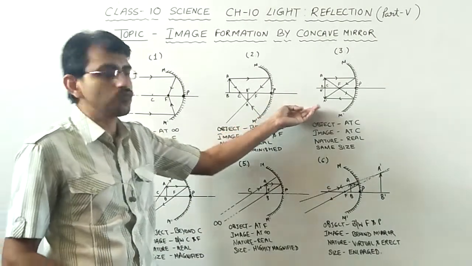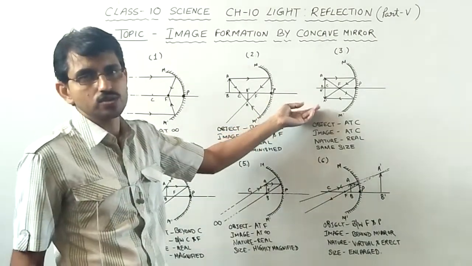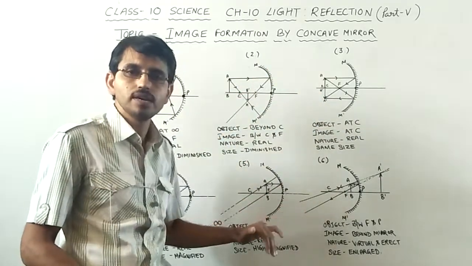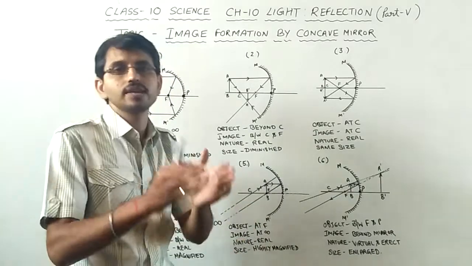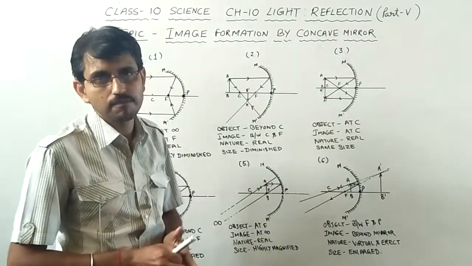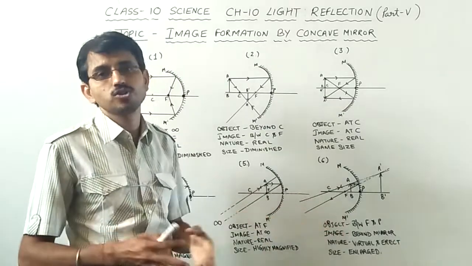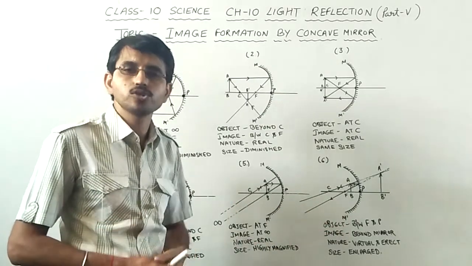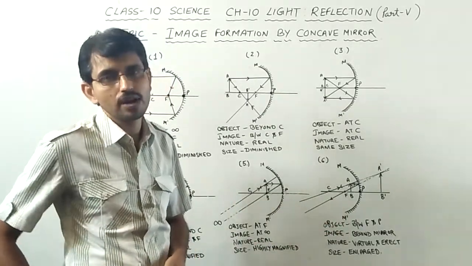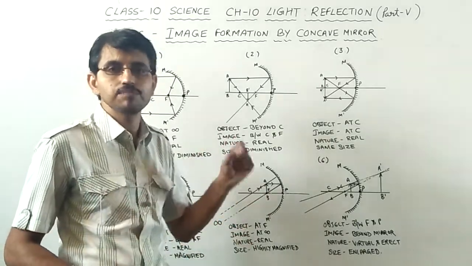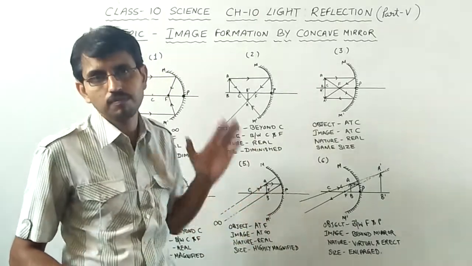And this is the case which produces same size image. So it can easily be learned. When the object is at C, image is also formed at C, and you will get a same size image of the object. And the last case is the exclusive case, where you will get a virtual erect image. To obtain a virtual image from the concave mirror, you need to place the object between F and P, that is principal focus and pole.